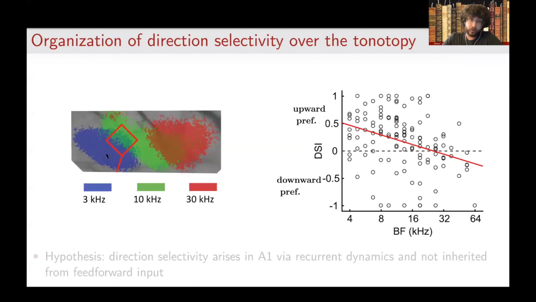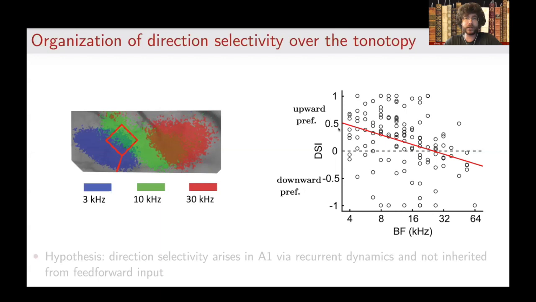Now going back to the tonotopic axis where we had the low frequency and high frequency neurons, we can plot DSI and we see an interesting mapping between the two. Namely, if you're a low frequency preferring neuron in terms of pure tones, you're most likely going to prefer an upward sweep. As you move across the tonotopy and become a neuron that prefers a high frequency pure tone, you end up preferring a downward frequency sweep. So that's this interesting mapping between the two, and that's really what we want to get at. Exactly where does this mapping arise?